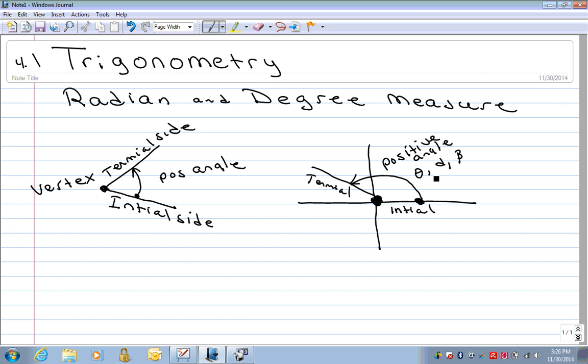The next thing I want to talk a little bit about are positive versus negative angles, and how we can talk also about coterminal angles. So let's go ahead and move on. Make sure you have all the notes for this section.